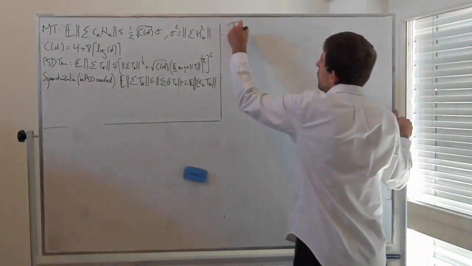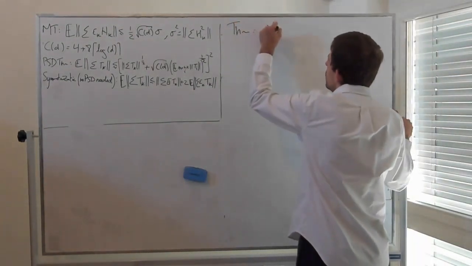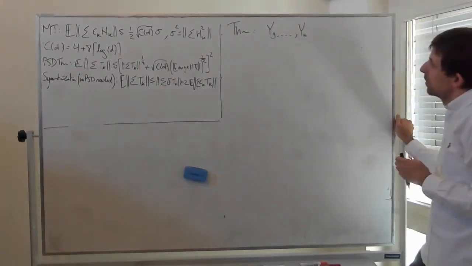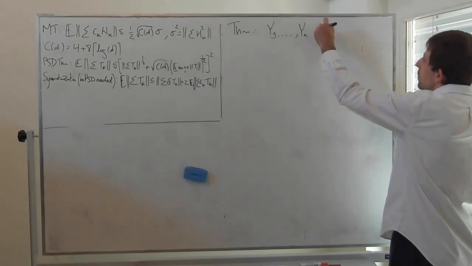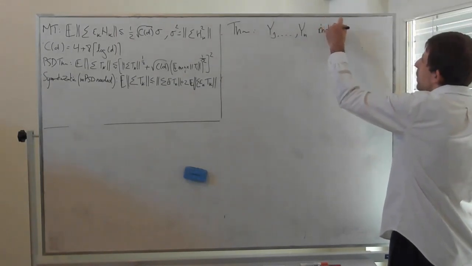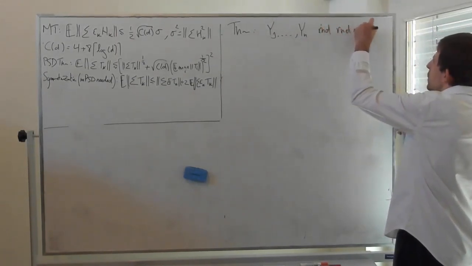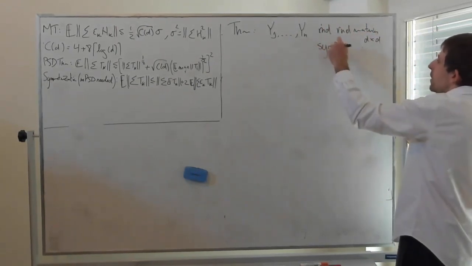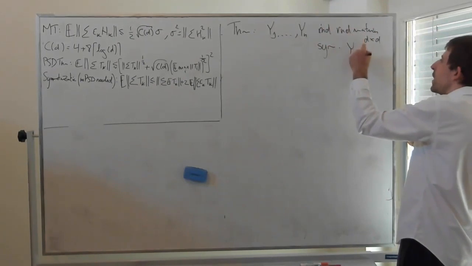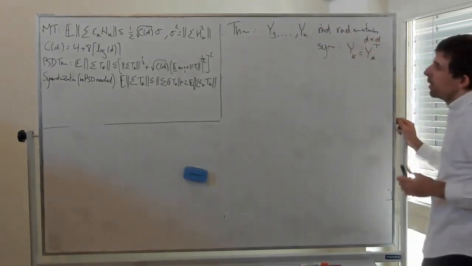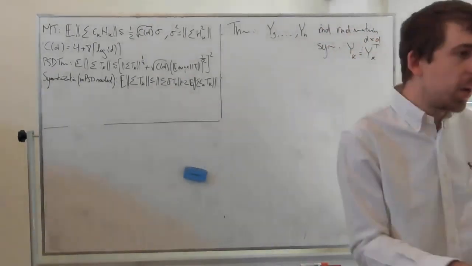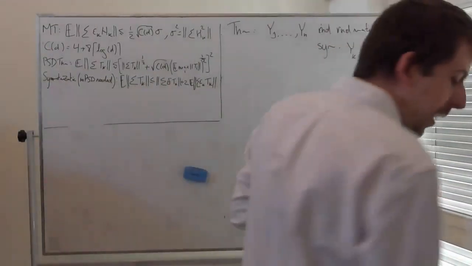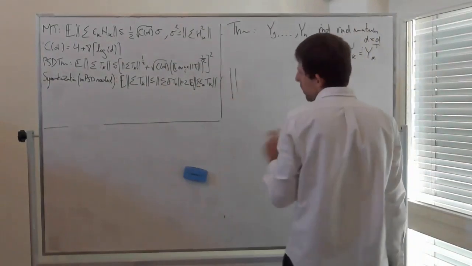So theorem: Y1 to Yn are random, independent, random matrices. Let's say d by d, right? And symmetric, symmetric in the sense that Yk is equal to Yk transpose. And we're going to come up with an inequality, and this will look a lot like a Bernstein inequality type thing. In particular, what we'll say is the following.